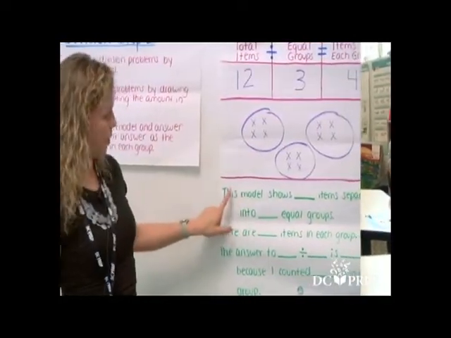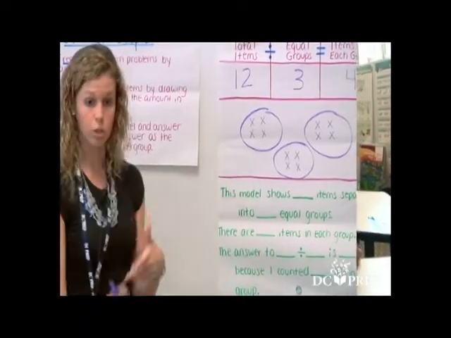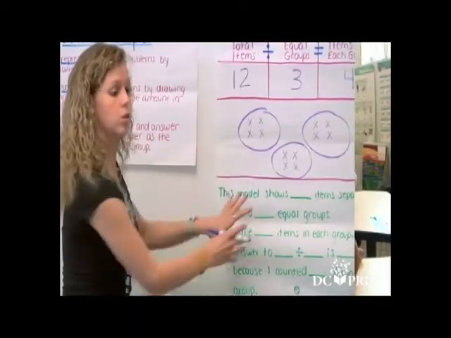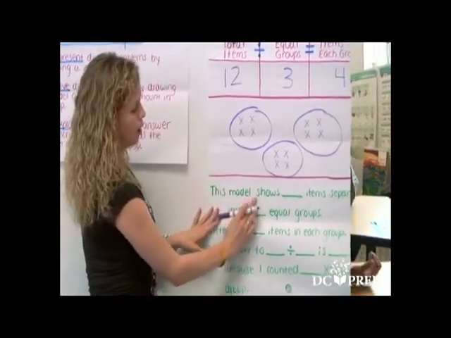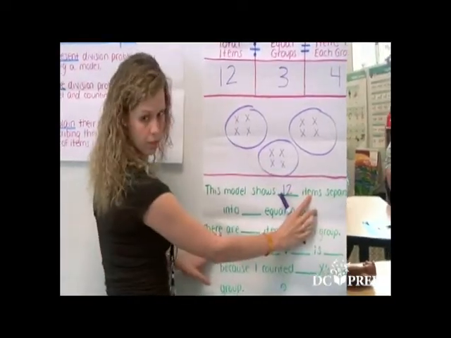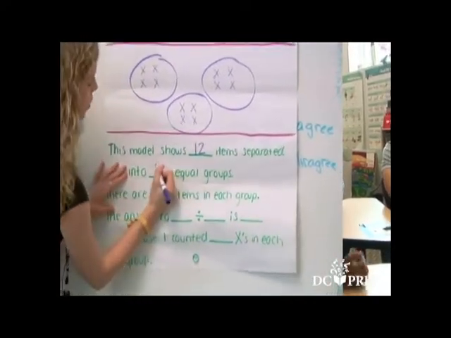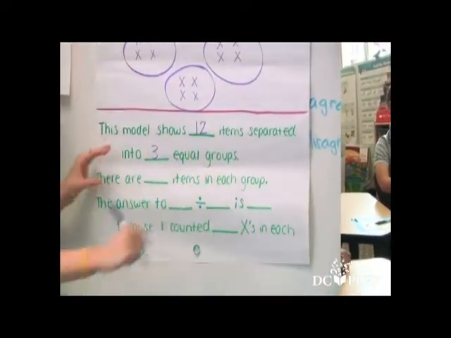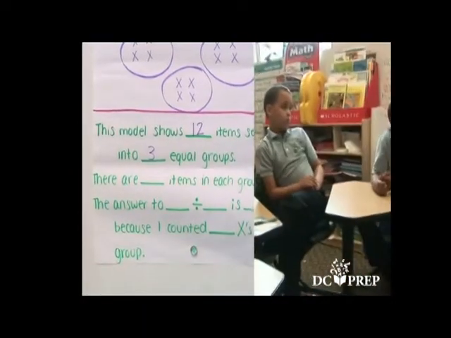Let's go down here. This is how I'm going to have you explain your answers to me, okay? Just like we did on Monday where you filled in the numbers, you're going to do the same thing today with these sentences, okay? This model shows 12 items, Tyrone, separated into 3 equal groups. And equal groups have what, Robert? The same number. The same number of items.